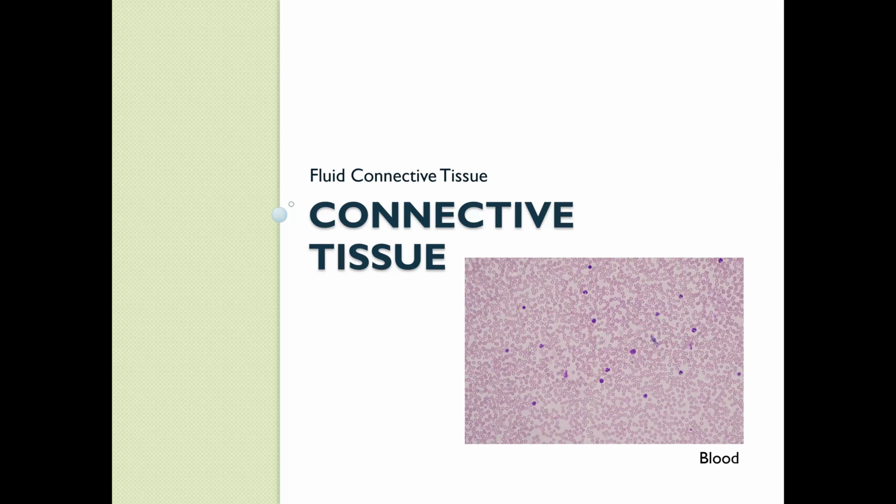This section will cover the fluid connective tissues, and this is a slide of what blood looks like. Most of these little dots are red blood cells, and then the ones with bright purple stained nuclei are going to be your white blood cells.